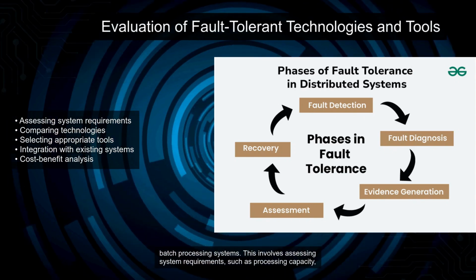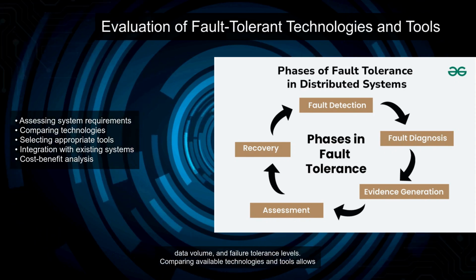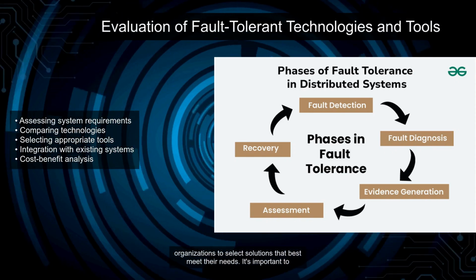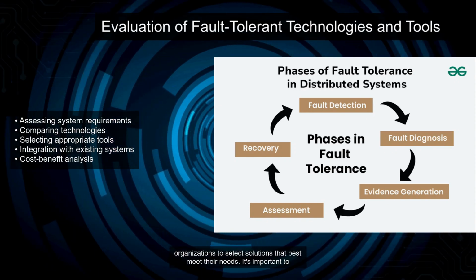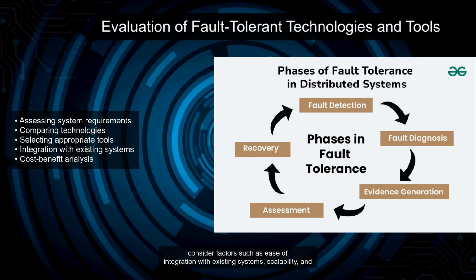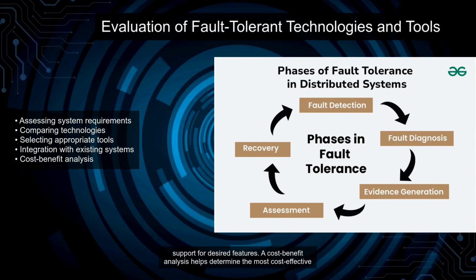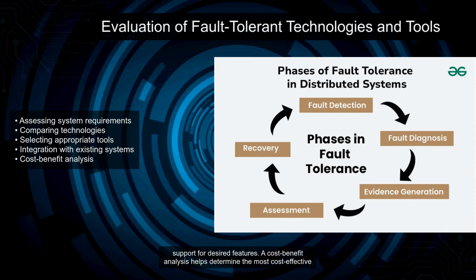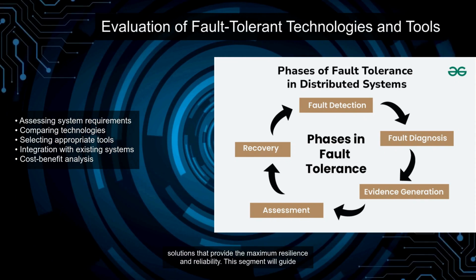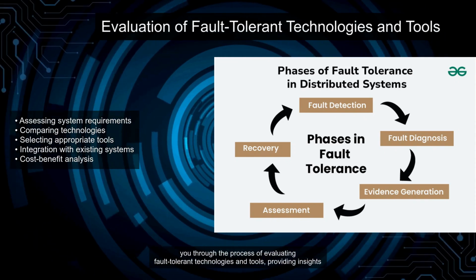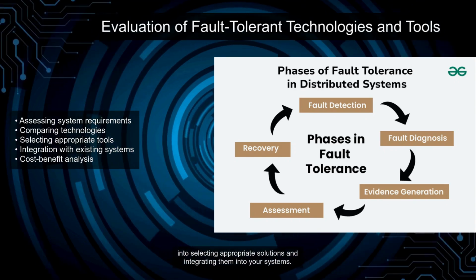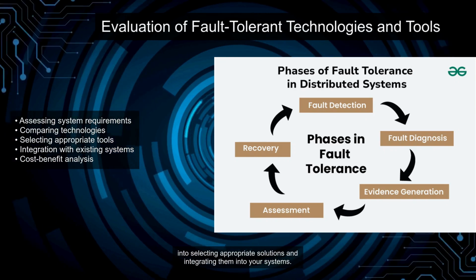This involves assessing system requirements, such as processing capacity, data volume, and failure tolerance levels. Comparing available technologies and tools allows organizations to select solutions that best meet their needs. It's important to consider factors such as ease of integration with existing systems, scalability, and support for desired features. A cost-benefit analysis helps determine the most cost-effective solutions that provide the maximum resilience and reliability. This segment will guide you through the process of evaluating fault-tolerant technologies and tools, providing insights into selecting appropriate solutions and integrating them into your systems.